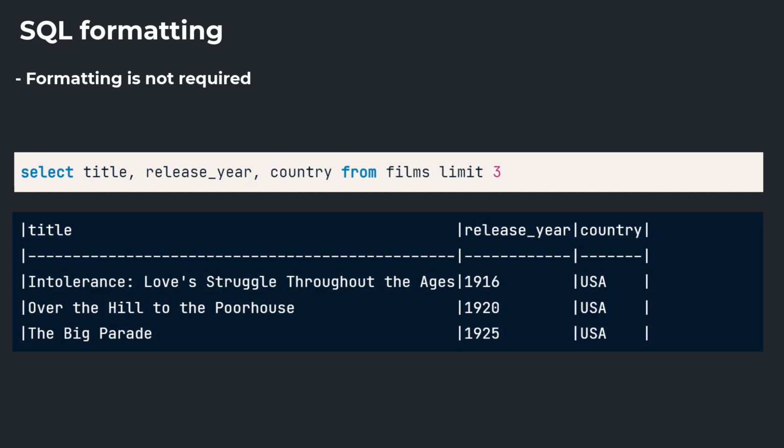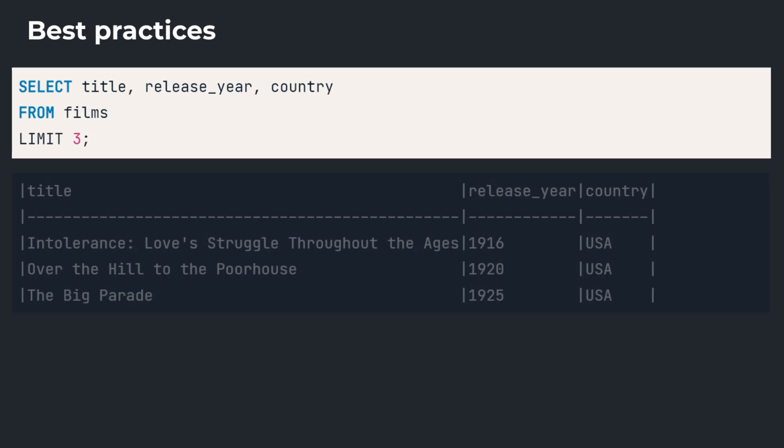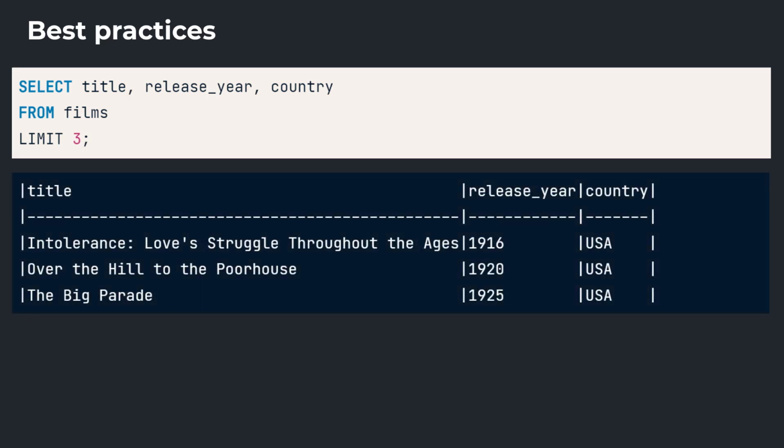from the film's table. However, writing queries like this won't make us any friends in the SQL world because the lack of formatting makes the code difficult to read, especially as queries become more complex. Over time, SQL users have developed style standards that are generally accepted across industries. This code returns the same results as the code on the previous slide, but it is much easier to read due to the addition of capitalized keywords and new lines between them.